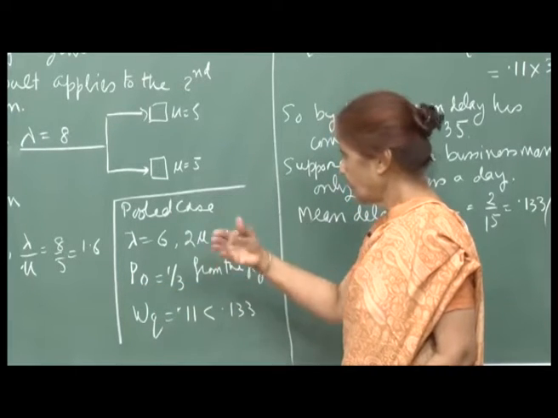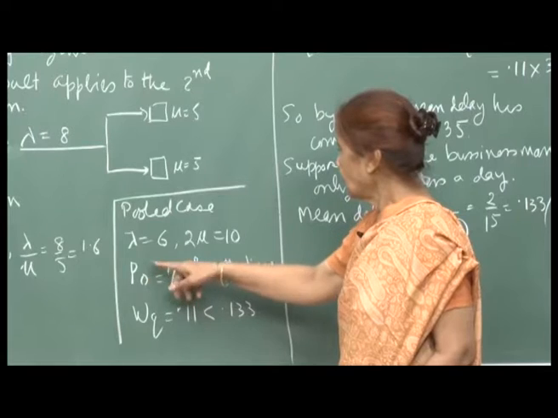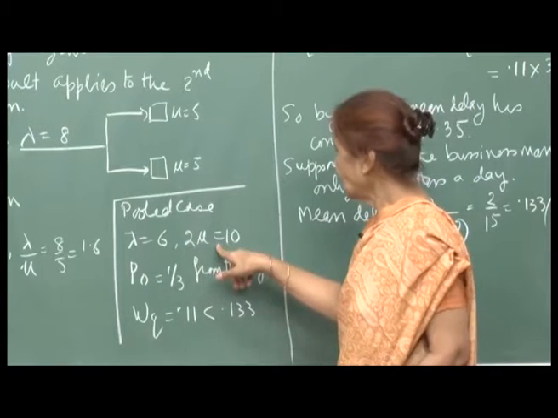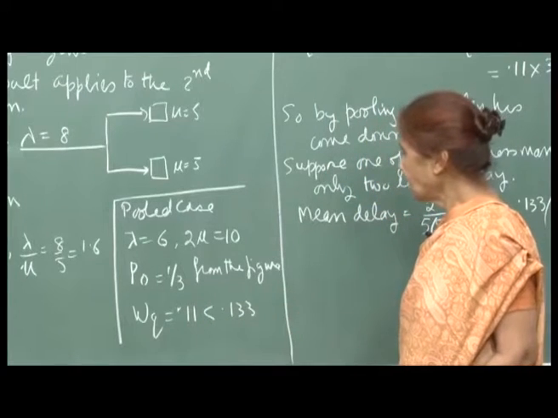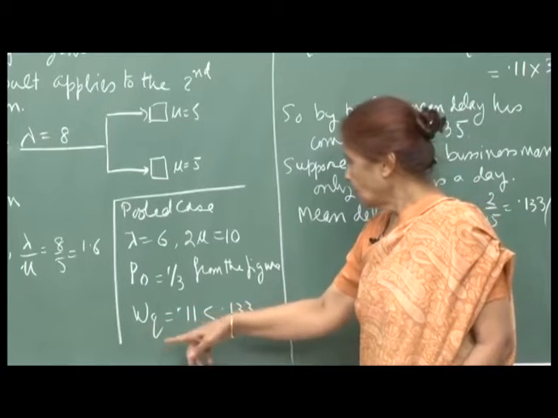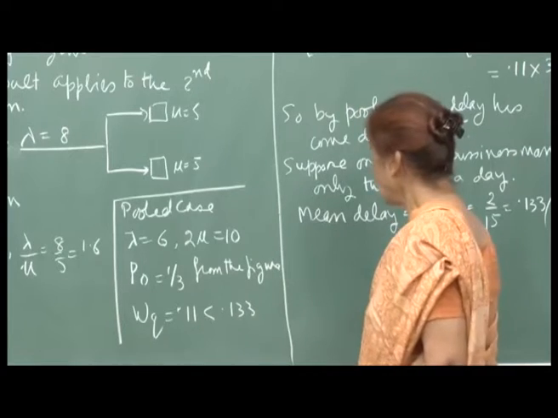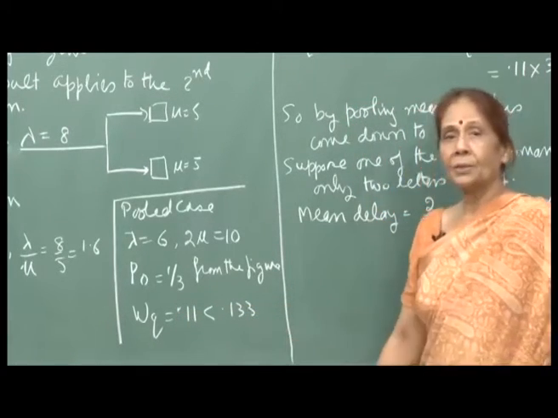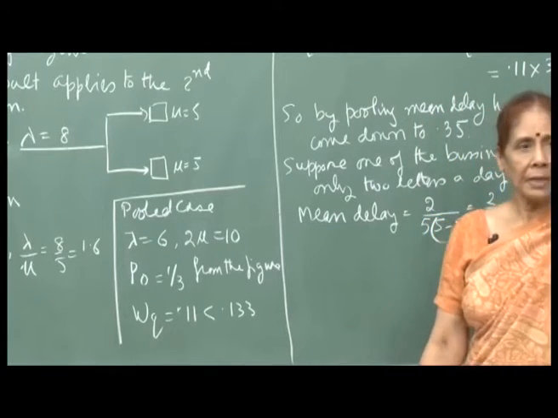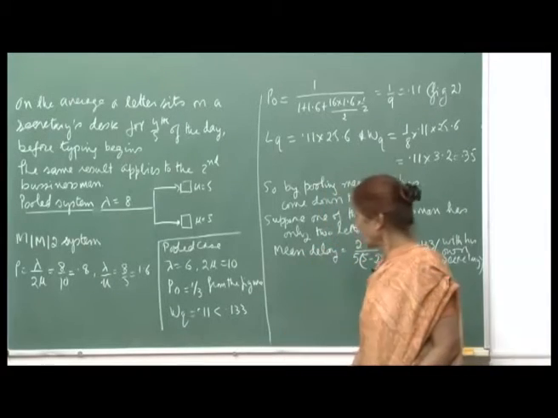Now, this we get from the figures that I have given you. For these values of lambda and mu, you find out P naught, which comes out to be 1 by 3 from the figure, and therefore your W q would be 0.11, that means the mean delay would be 0.11, which is still less than 0.133. So you see pooling definitely is a better option.